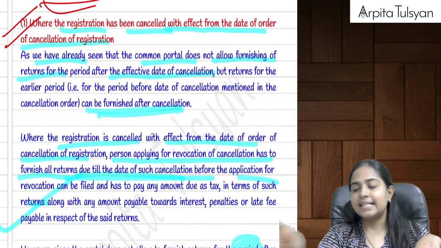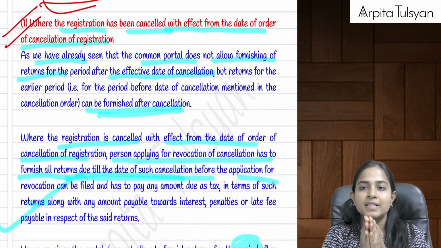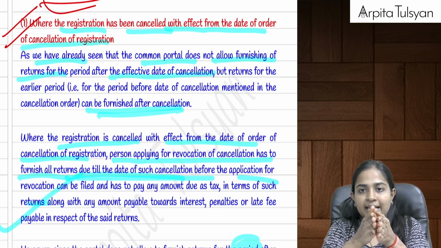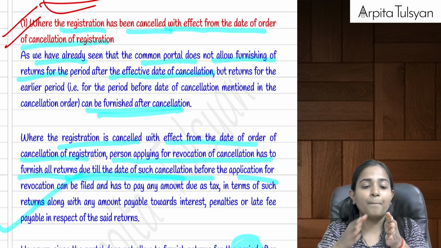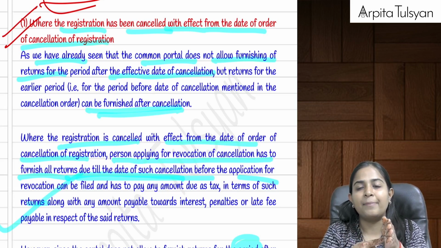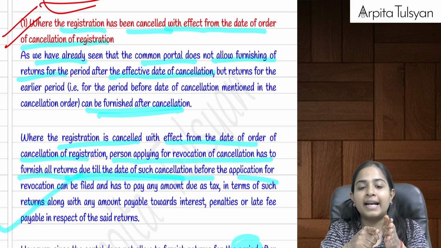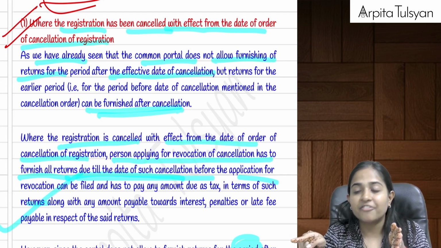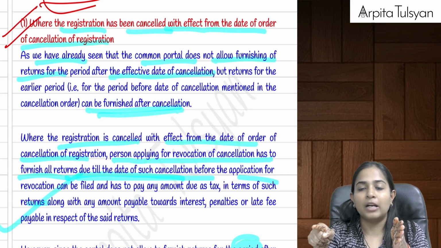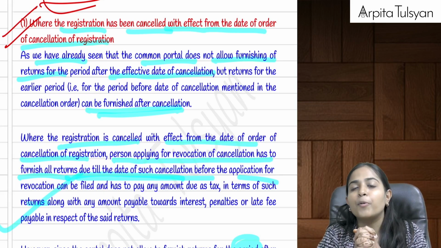Once your registration is cancelled, you will get a time period to revoke that cancellation. Yes, but the system says that from the day your registration was cancelled, for the next future periods, you will not be allowed to file the returns. Now listen, this is where the problem happened.